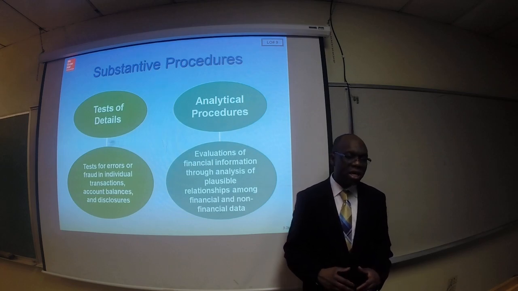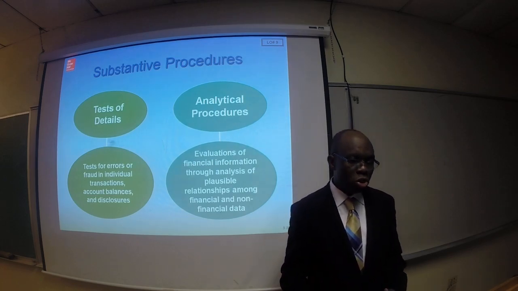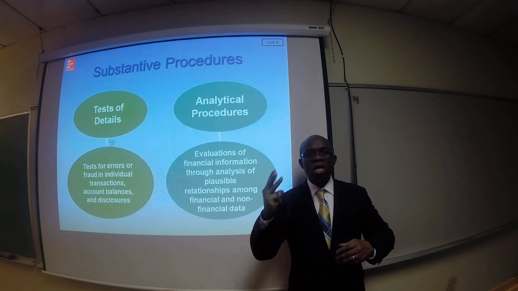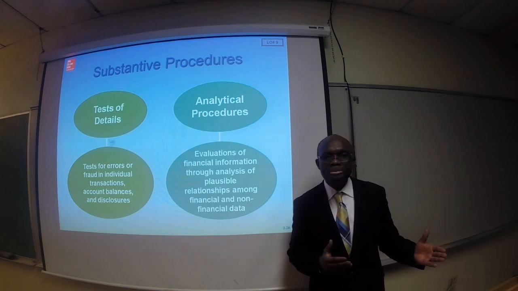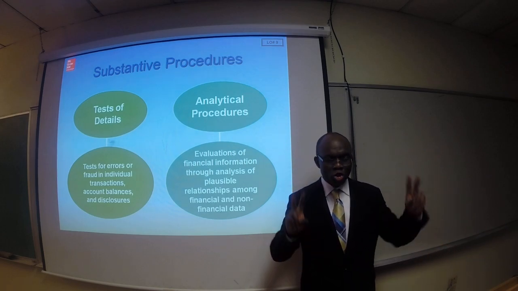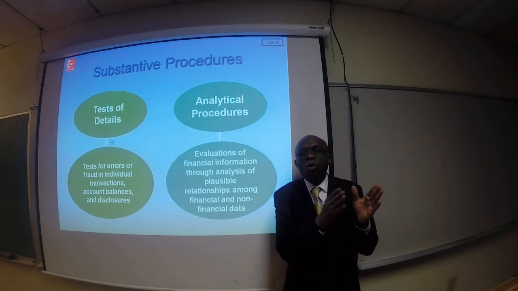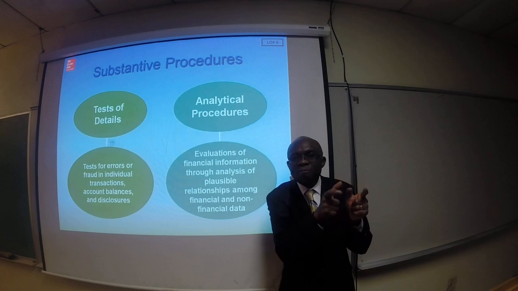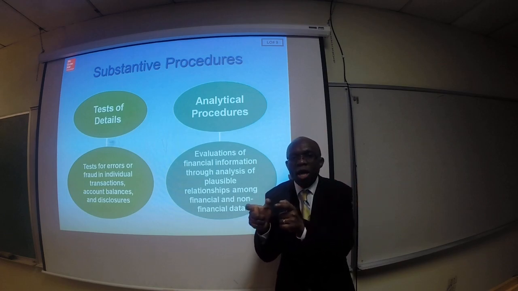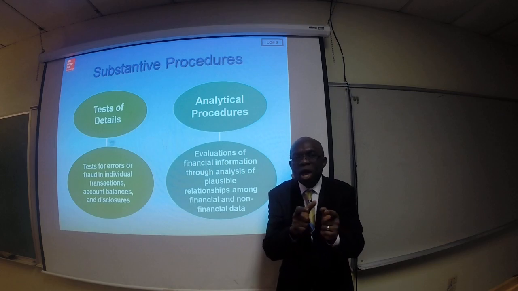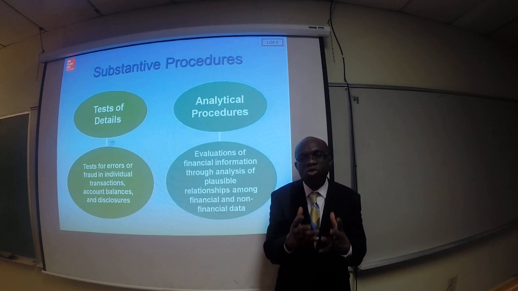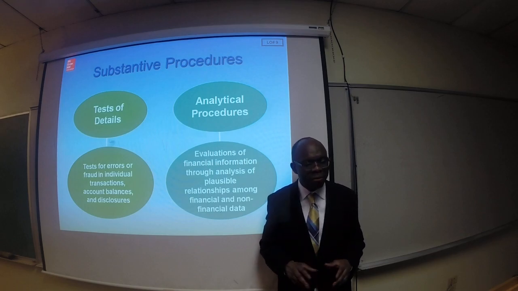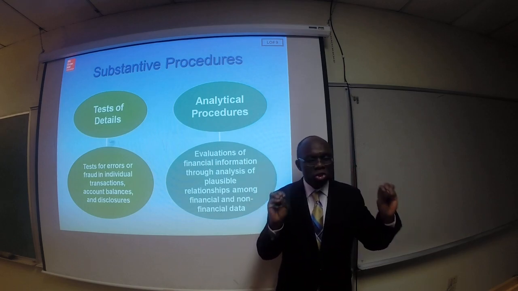Now let's take a look at the substantive procedures. That is the third type of audit test. Okay, now here we are talking about two types. First of all, let's back up. Recall that we said that substantive procedures are procedures that the auditor embarks on to test whether accounts are materially misstated. So we zero in on a particular account like inventory and perform some tests to make sure that they are not materially misstated. So we have two approaches of doing this.